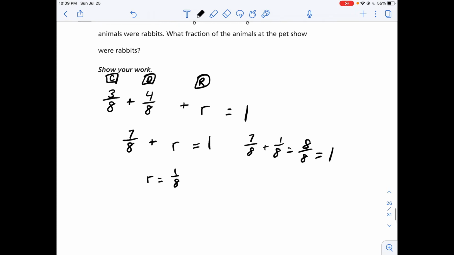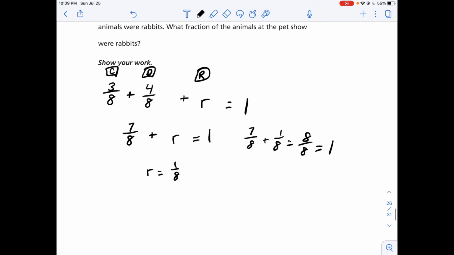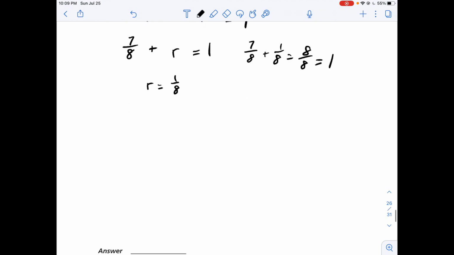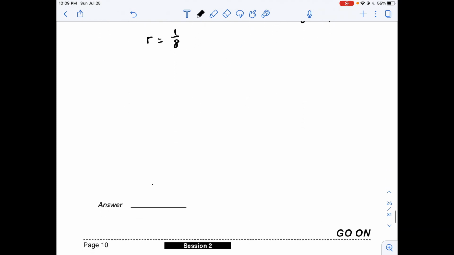So what fraction of the animals at the pet show were rabbits? 1/8 were rabbits. So we put down 1/8.